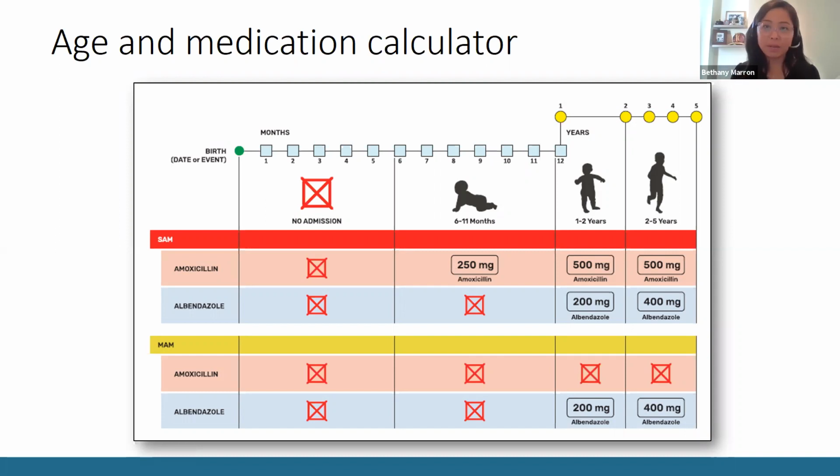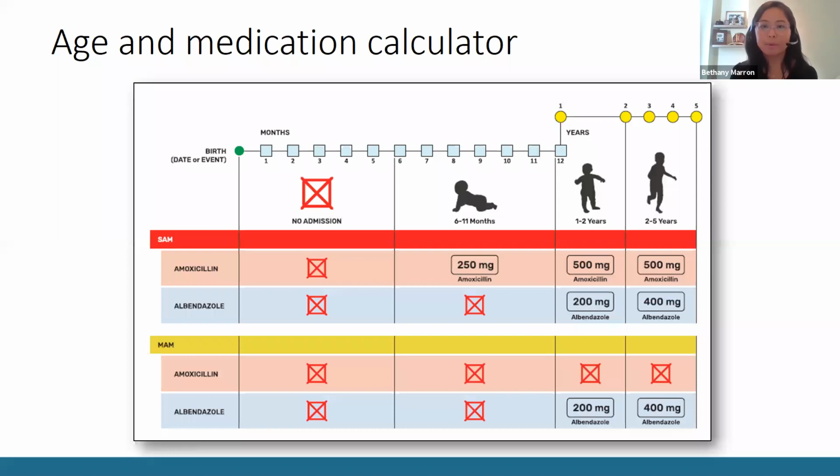We have experience in some contexts where caregivers might not know the exact age of their child, but they do know the month that they were born, or the date that they were born, or a specific event that happened at the time of their child's birth. And a CHW can use that information to count out what the child's age is in months and then in years. So the way this tool works is you will see the dots at the top of the page. When a date or an event is identified, the CHW, in our experience, can use their finger and just move along the dots, counting out the months, in order to then look down and see what routine medication the child should receive.